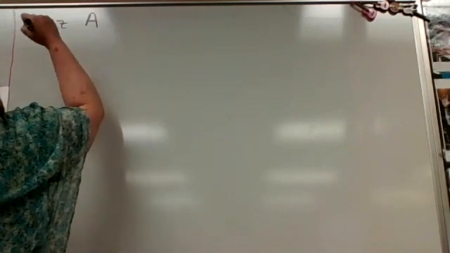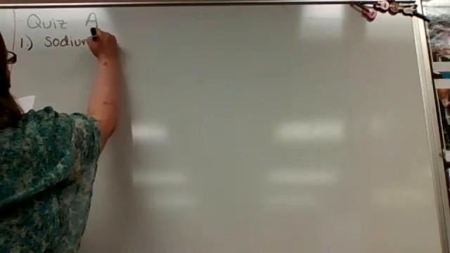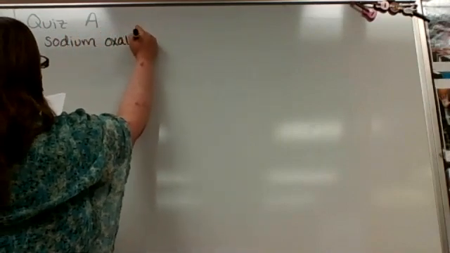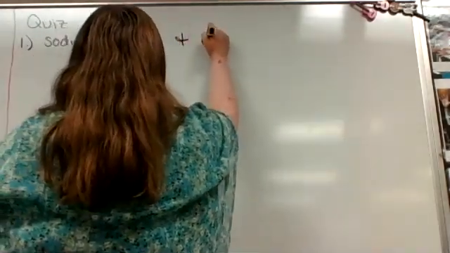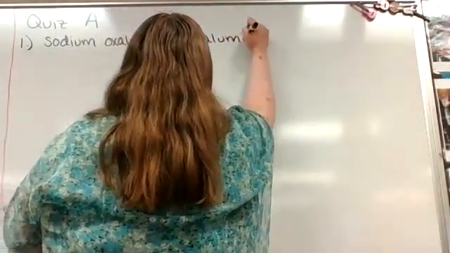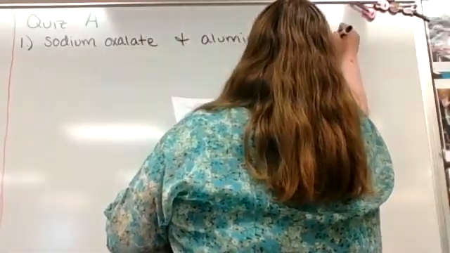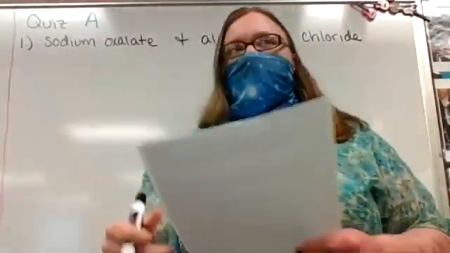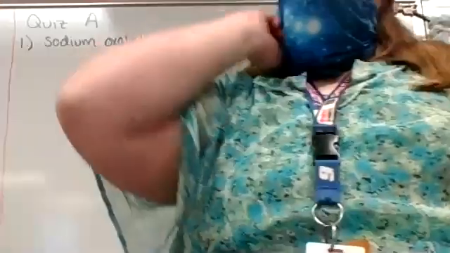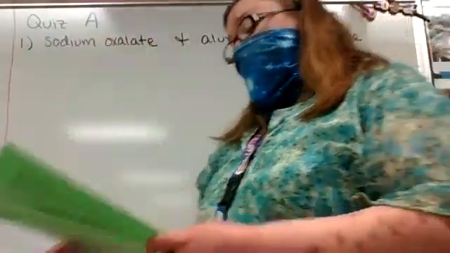Quiz A. 1. Sodium oxalate with aluminum chloride. All right. Write the balanced chemical equation with phases. All right, so we do not know what oxalate is.